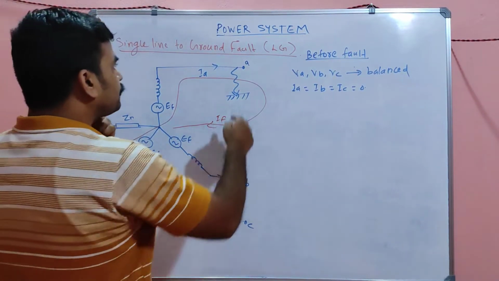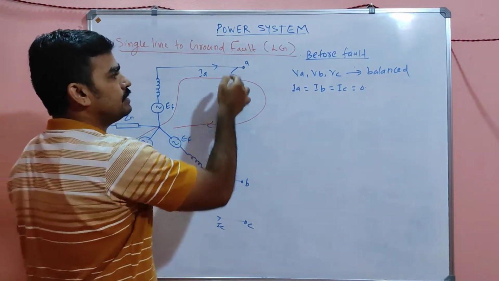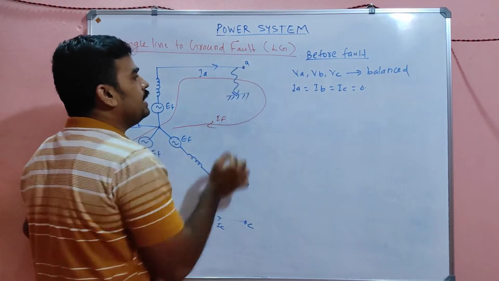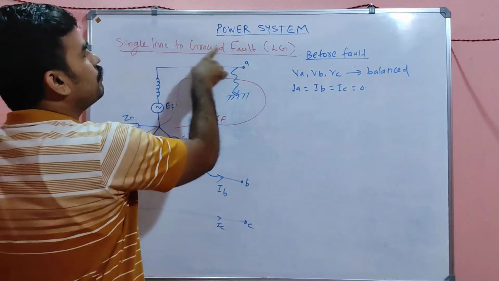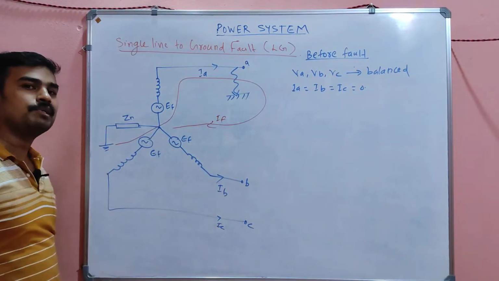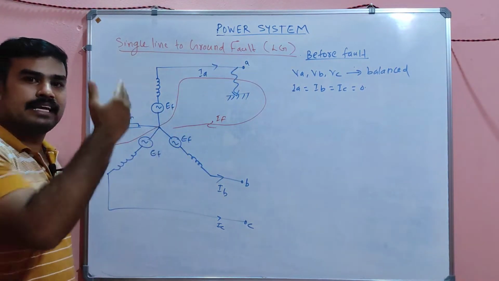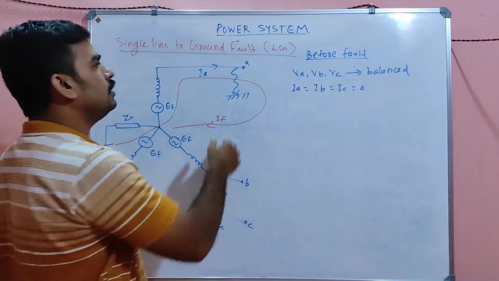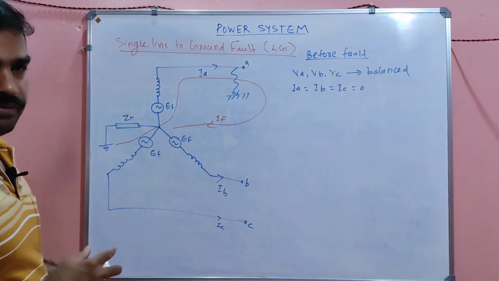Okay. And if it is directly fell into the ground, that is the fault condition. If phase A is fell into the ground is the fault condition. Any one line can be fell into the ground, which is called the single line to ground fault. For simplicity, I am representing A is fell into the ground, so it is the single line to ground fault. So this is the before fault condition.